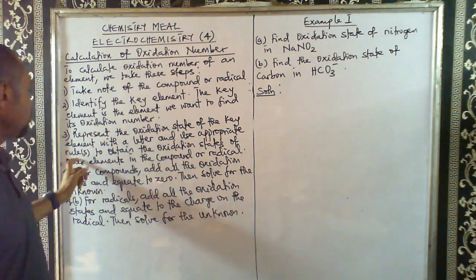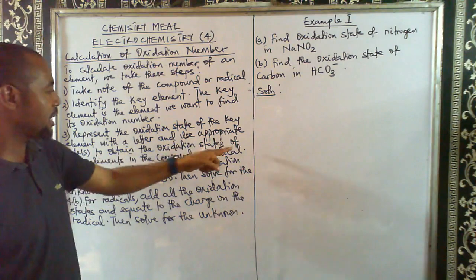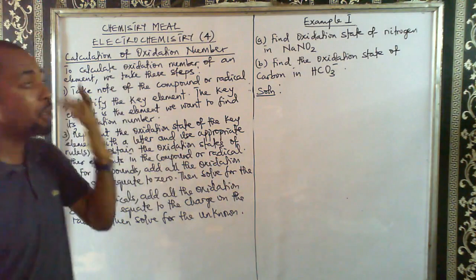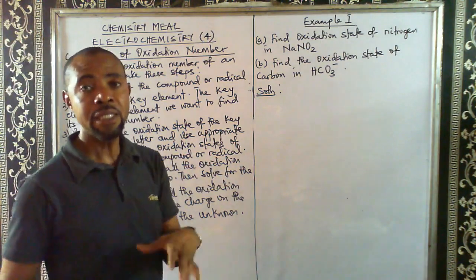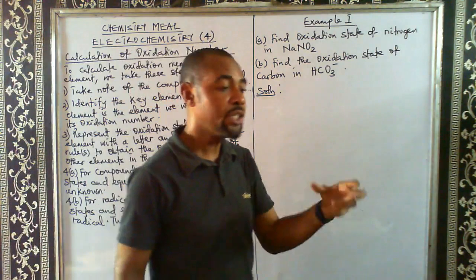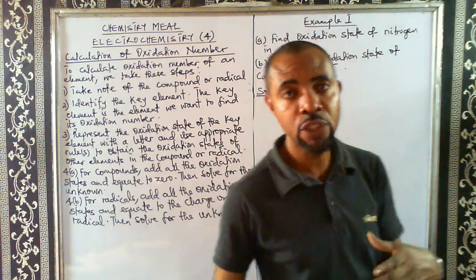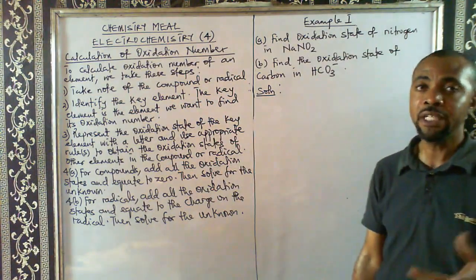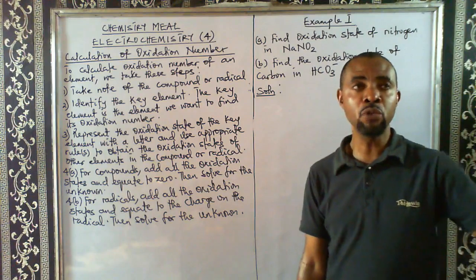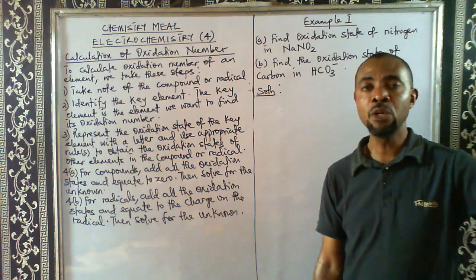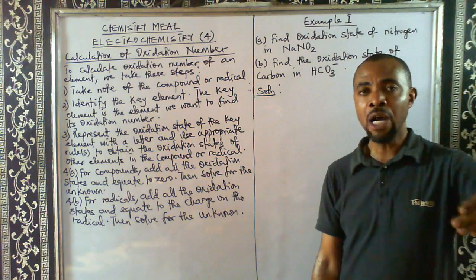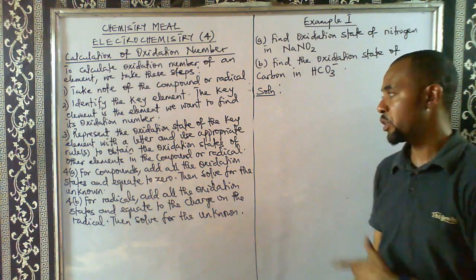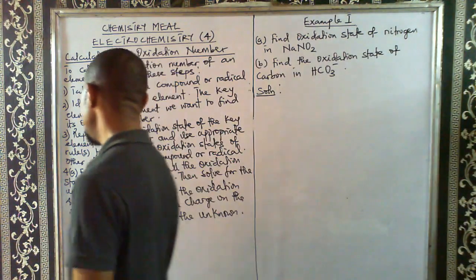And use appropriate rule or rules to obtain the oxidation states of other elements in the compound or radical. So you go back to your rules, because the oxidation states of the other elements will help us in finding the oxidation state of the key element. For all the elements associated with the key element in the compound, how can I obtain their oxidation states following the rules guiding oxidation state? That's what that particular step is talking about.